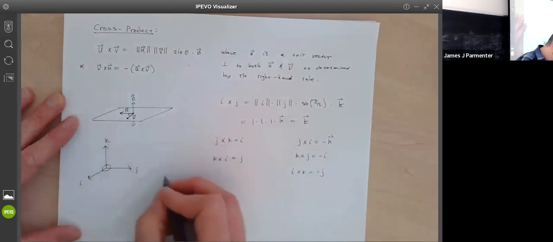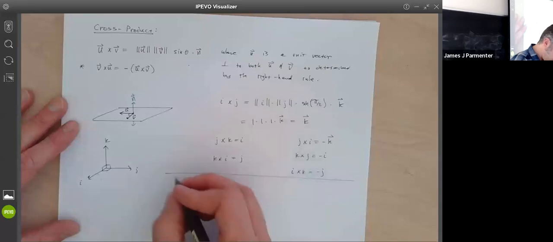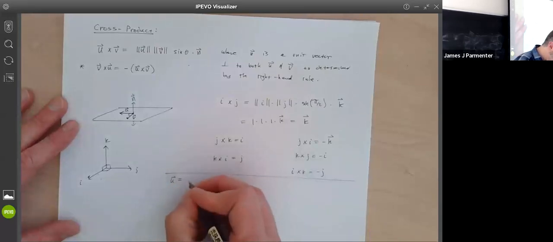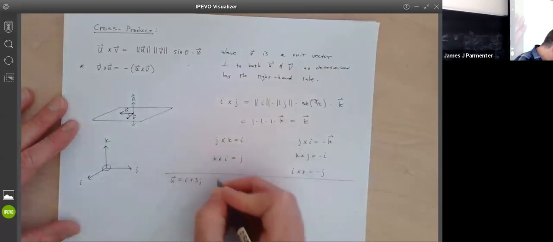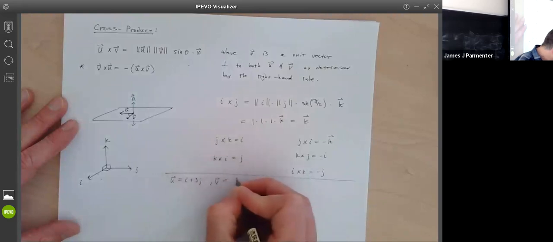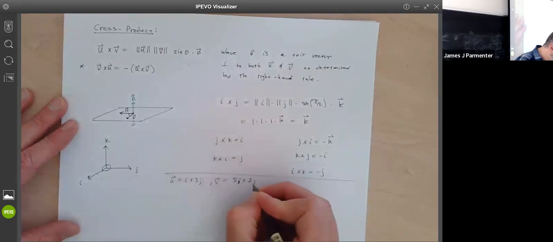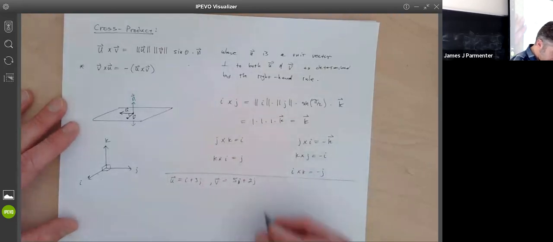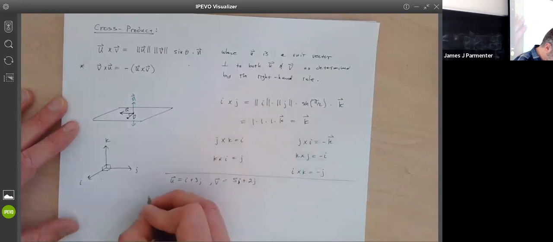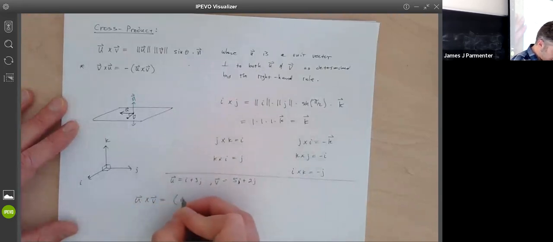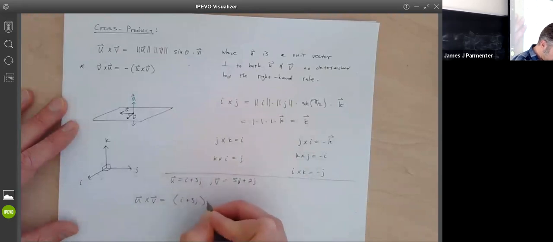Like, for example, I want to find, well, I'm going to let U equal I plus 3J. V is going to equal 5I plus 2J. And then we're going to find U cross V. So the way we're going to do U cross V, at least at first here, is we're literally just going to FOIL this thing out.